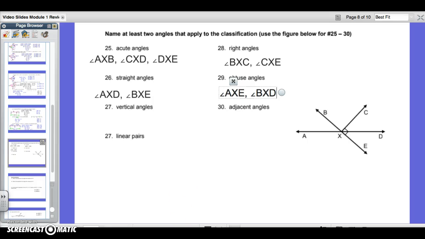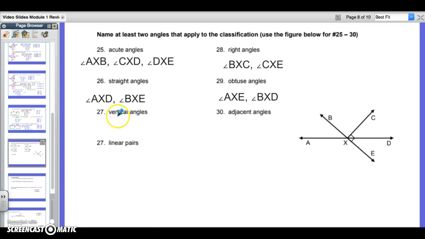Okay, continuing on here, we're talking about vertical angles. Vertical angles are formed by two straight lines, so I'm going to highlight these just to show you. There's one line there, and there's one line going this way. Vertical angles are angles formed by those lines, and they're opposite of each other. So this one right here is opposite of this one right here. So those are vertical angles.